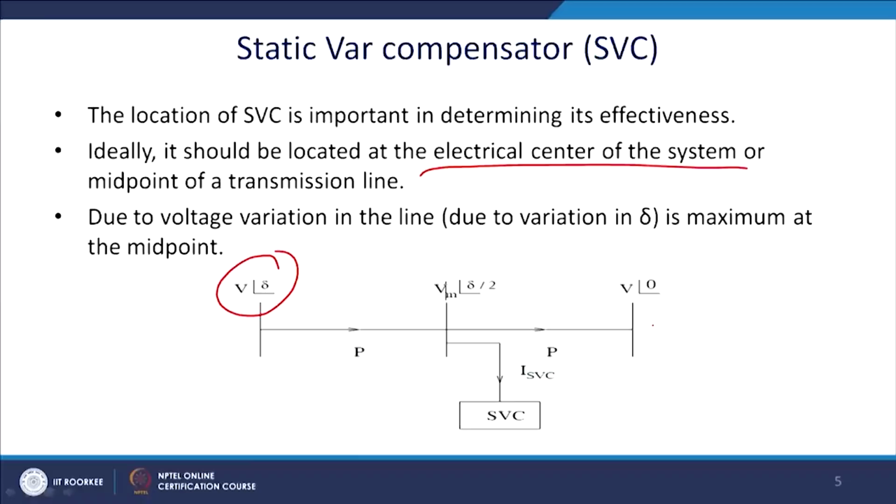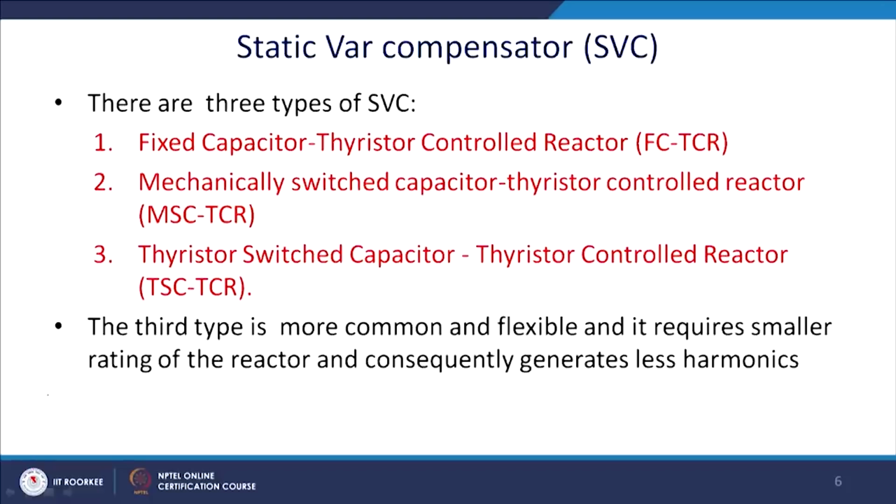Ideally, it should be located at the electrical midpoint of the transmission line for this two machine model, because of the voltage variation in the line and the variation of delta. There are three types of SVC that we have also already discussed in our introductory slides.